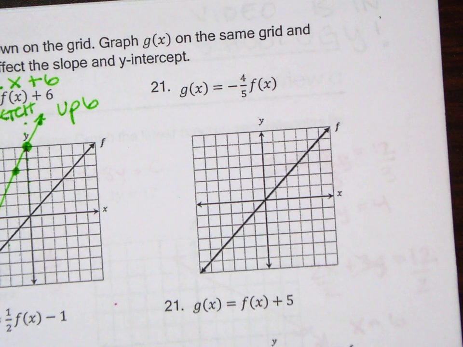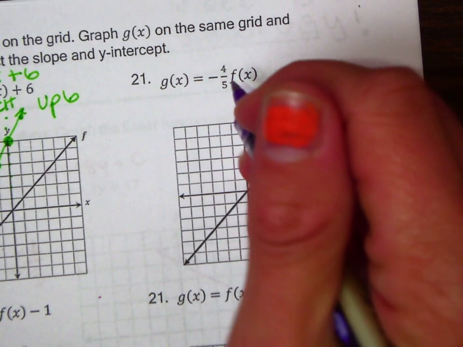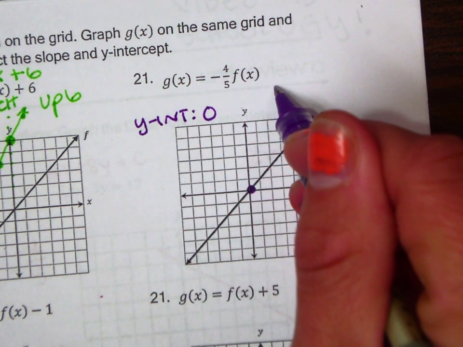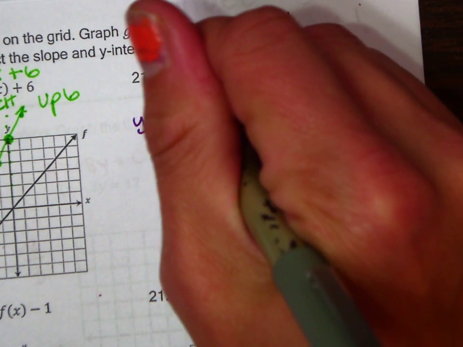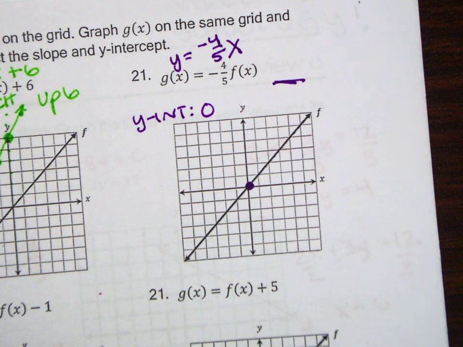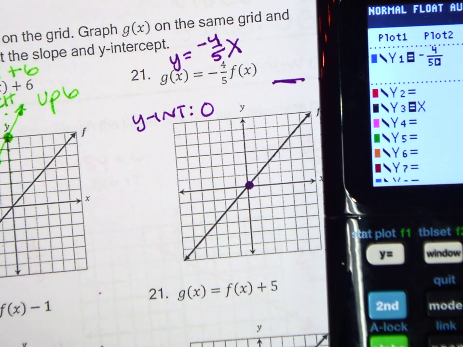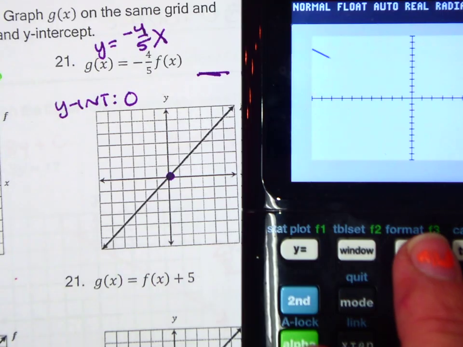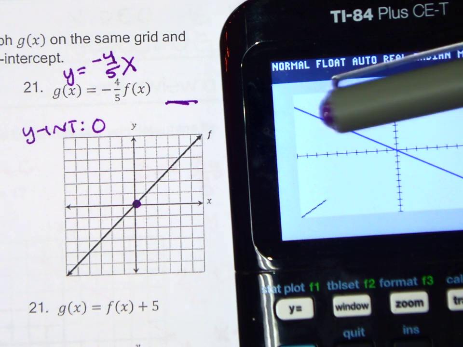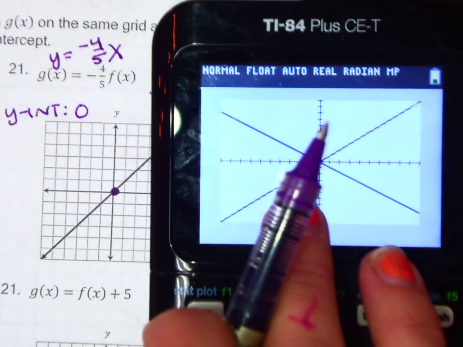All right, my last one here, 21. All right, so on this one, my y-intercept is going to be 0 because there's no number out here. Oops, I forgot. Y equals, oh my gosh, I forgot to graph it. -4 over 5x. All right, so that's the graph that we're going to draw. That was the original one. So if you see, they are both crossing at 0, 0.